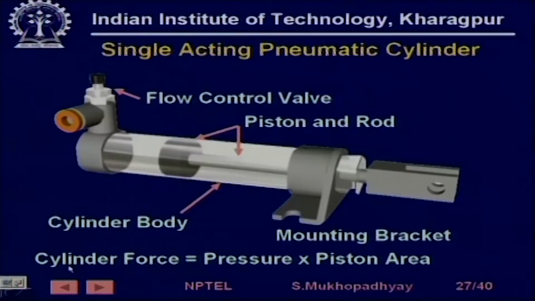So this is a cylinder body, you can see the piston and the rod which gets connected to the load. As we have said, you can put a flow control valve here. Sometimes you can put a quick exhaust valve here. So this is a normal pneumatic cylinder.